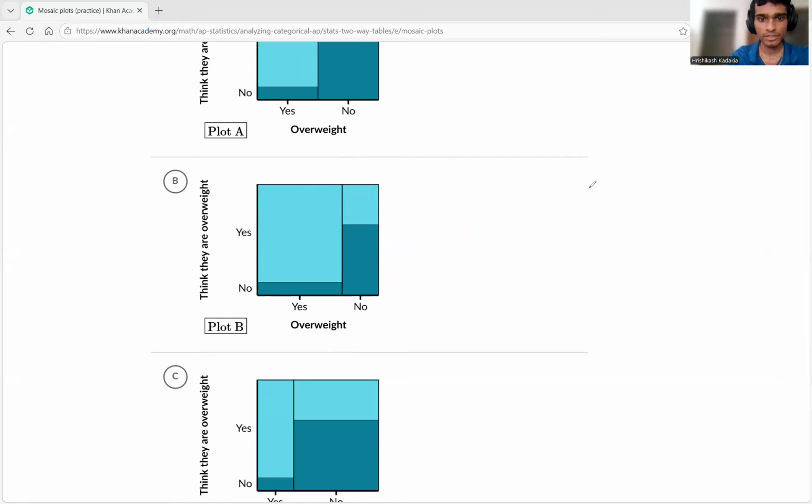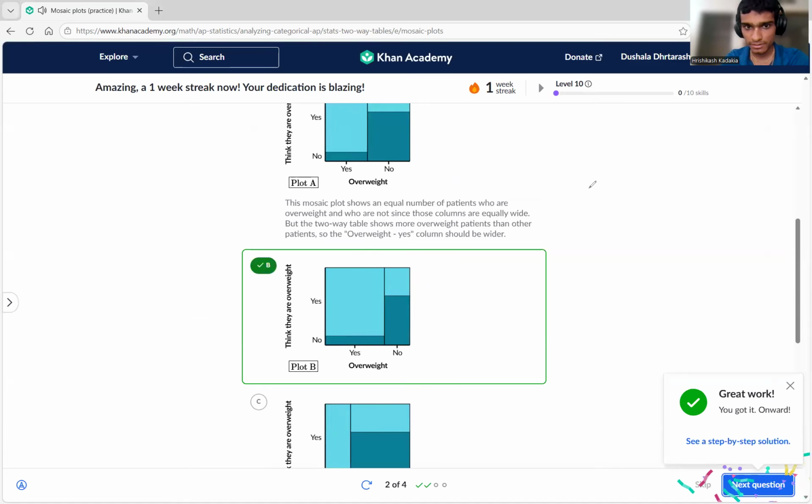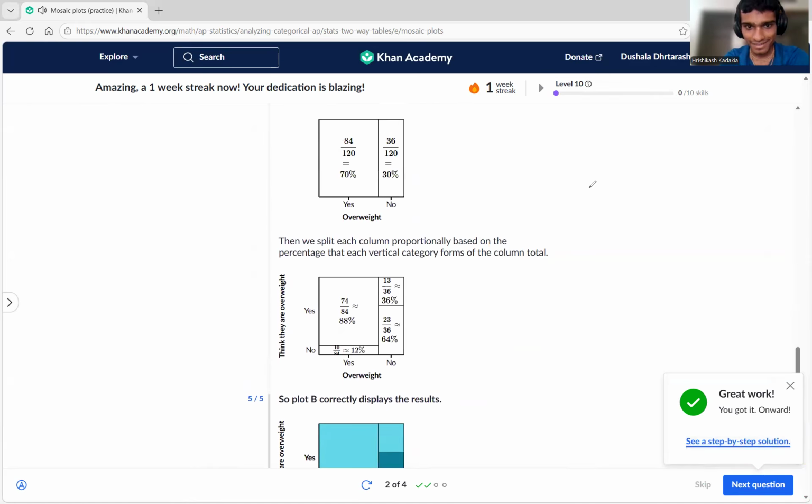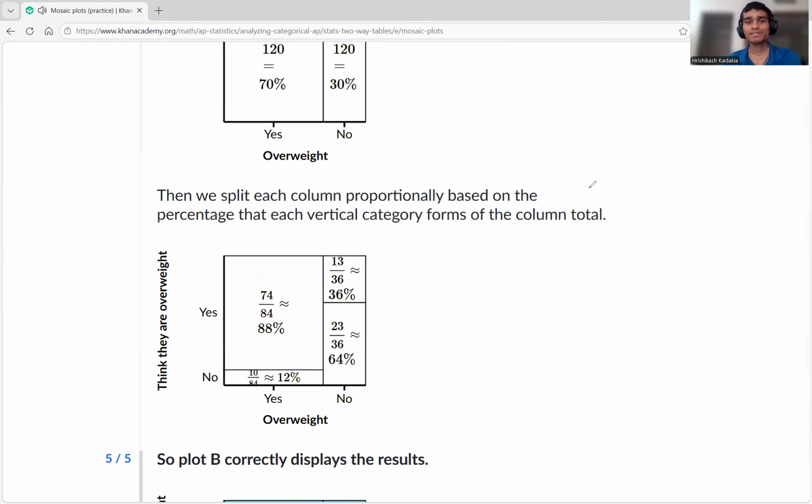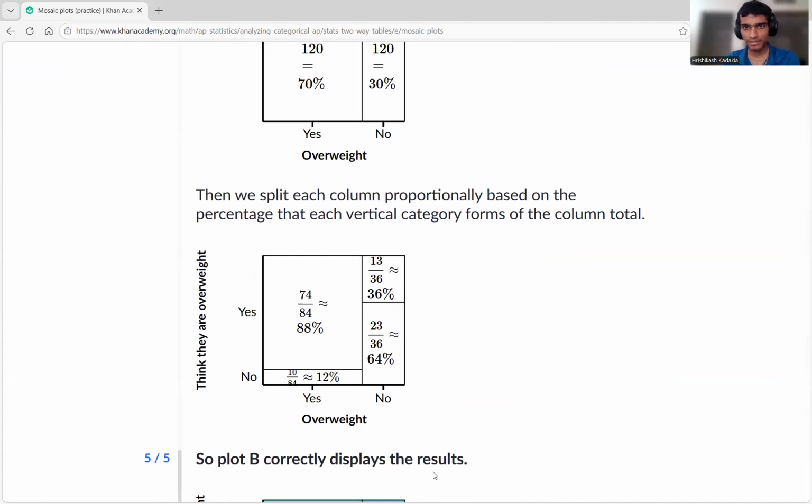Okay, so we'll be choosing option number B. Let's check that out. There we go. Yes, it makes sense, right? They can even proportionally split them like this. Let me just close all the tabs here. Yeah, we can even split them like this.